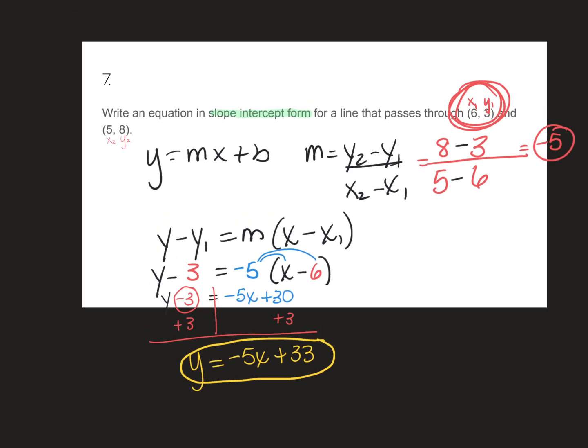Okay, so look what we did. We calculated slope. We plugged it into slope-intercept form. Then we solved for y to get it in slope-intercept.